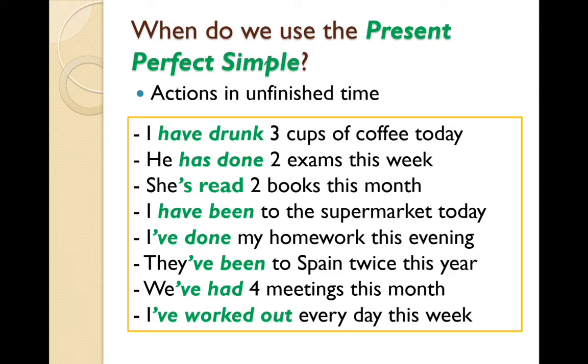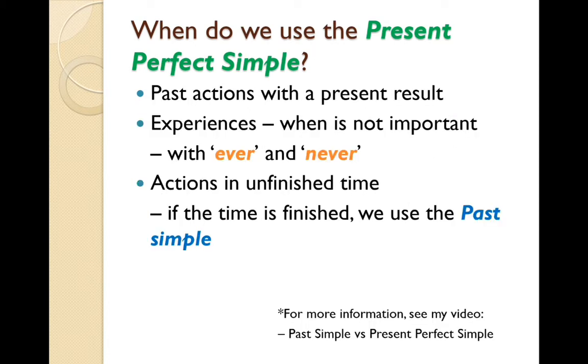So anything with this generally is unfinished time, and we can use the present perfect tense. This week, this evening, this year, this month. If the time is finished, we use the past simple tense. An example of finished time would be yesterday, or anything with last week, last month, last year. If you'd like more information about this, then have a look at the video past simple versus present perfect simple.